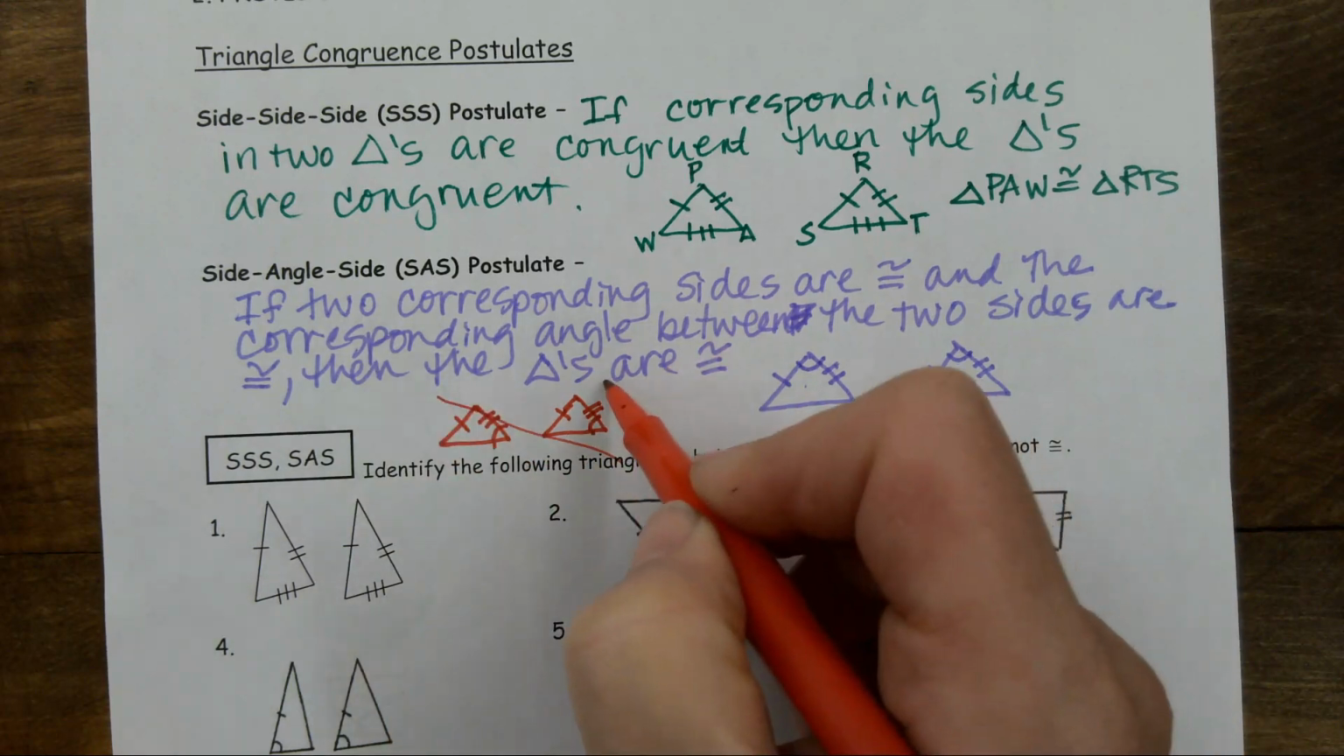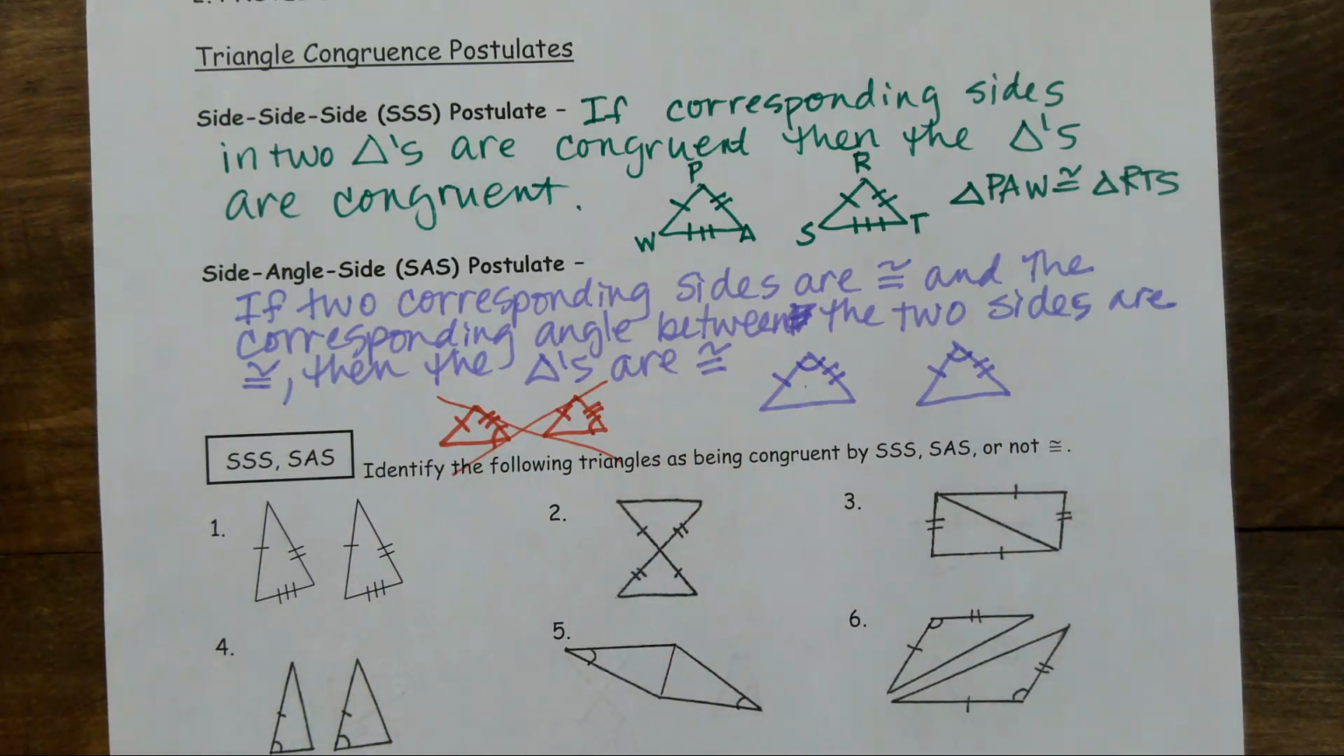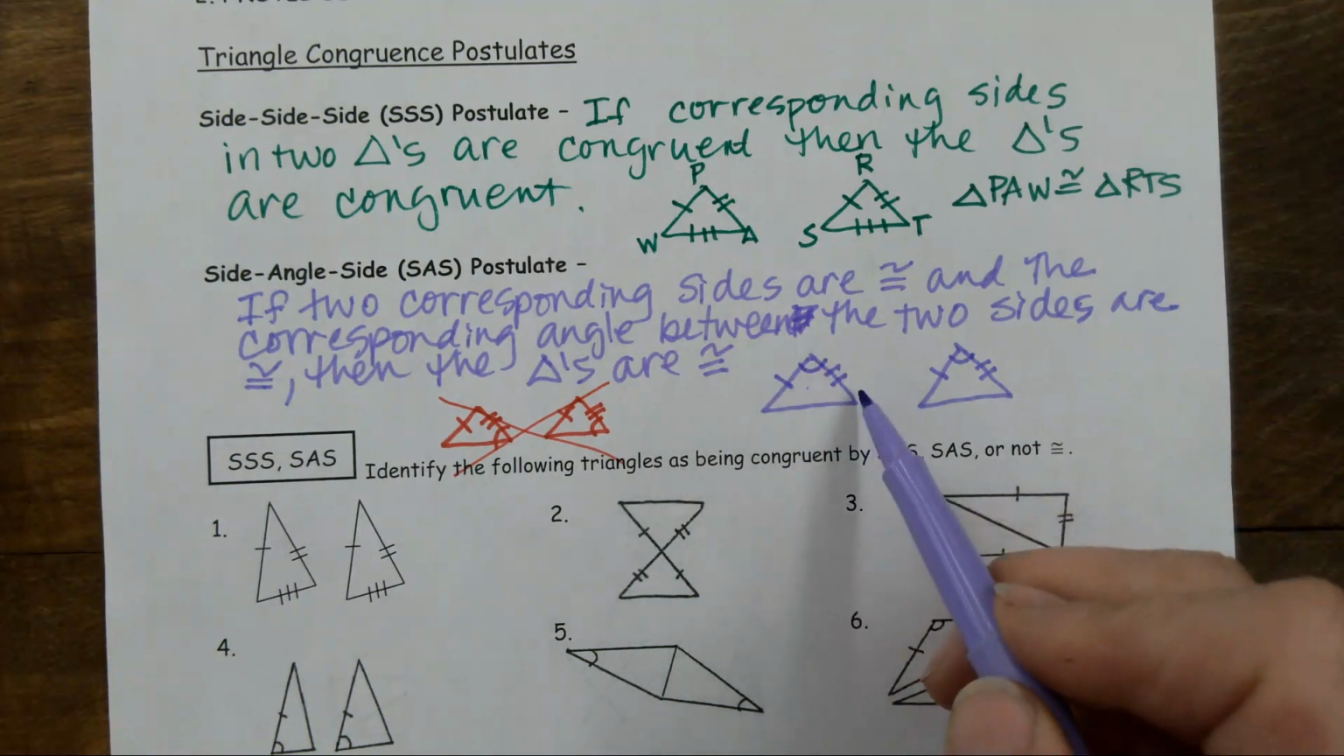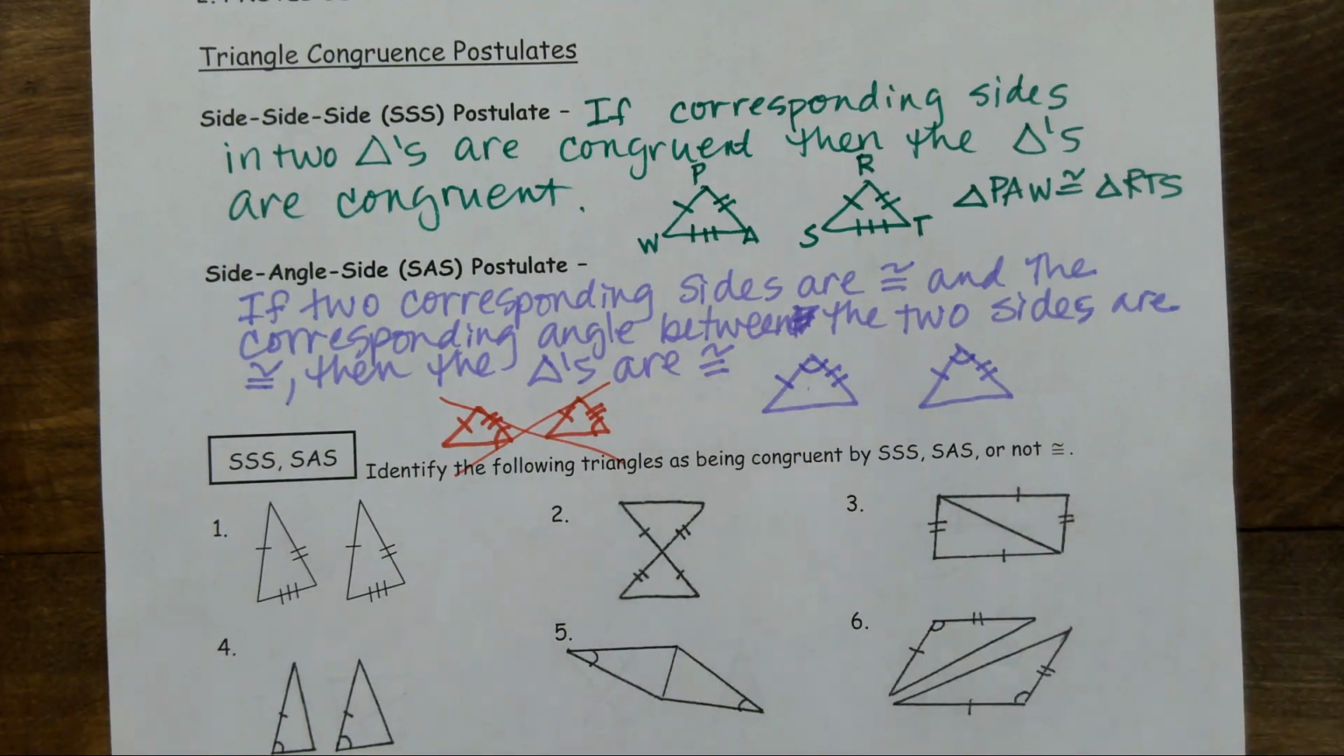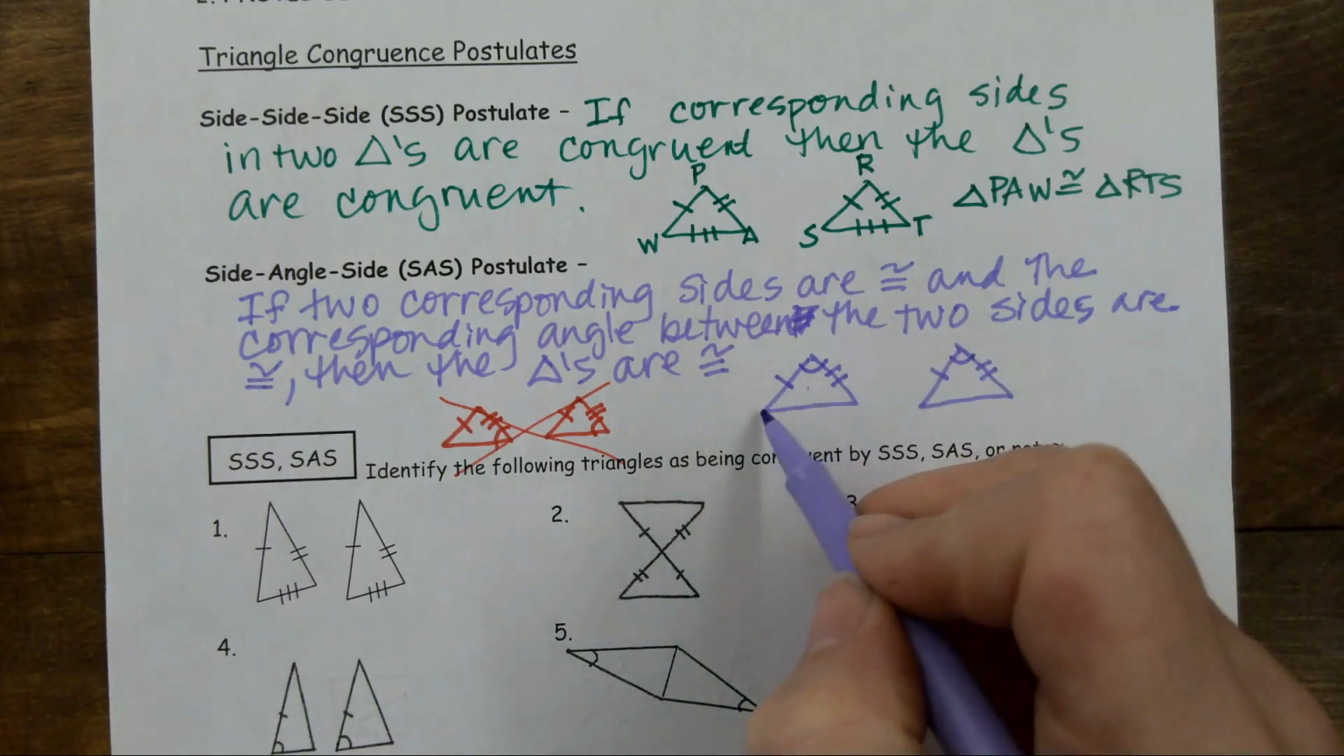That is not the same thing. Do you see that minute difference? The angle has to fall between. As long as it's side, angle, side, then these triangles are congruent.